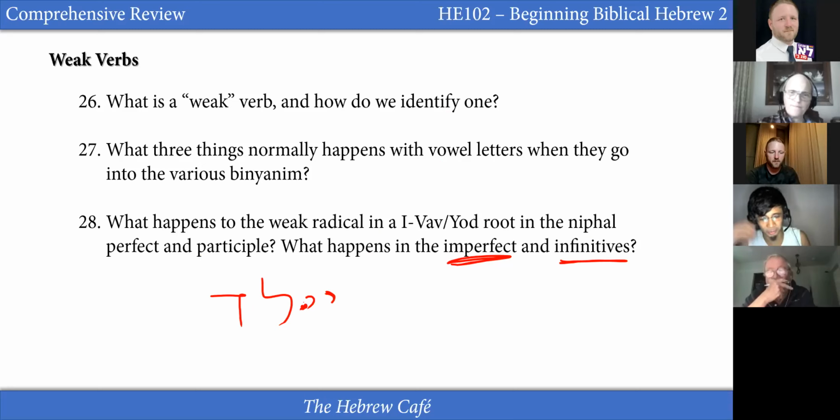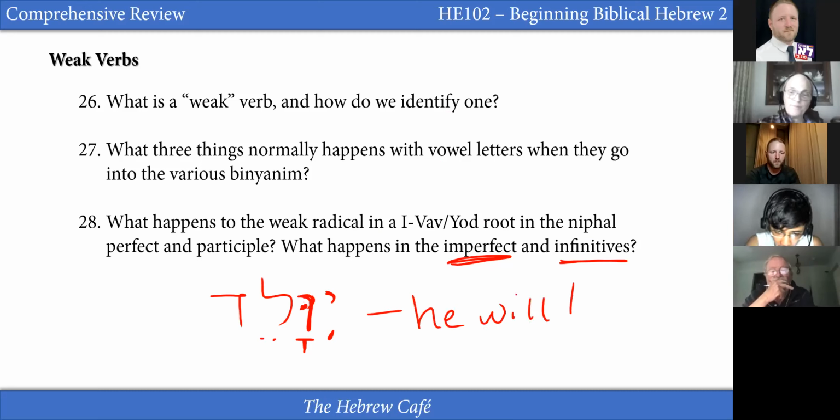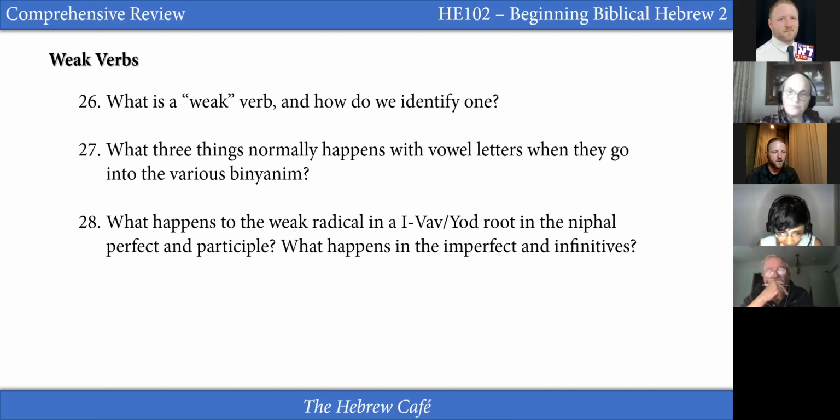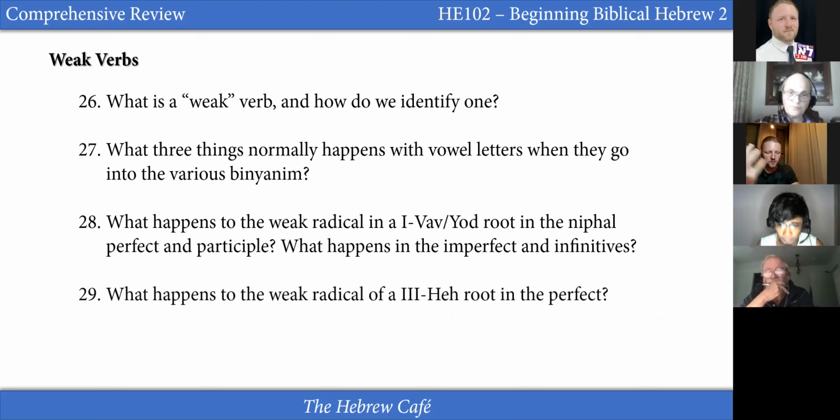The noon assimilates, but what happens to the yod? It again changes to a vav. Yivaled, so it's yi, va as a consonant. Yivaled. This is he will be born. The infinitive does the same thing: hivaled, to be born, being born. I know it's odd, but that's what it does. Not too important, but it's just for general knowledge.